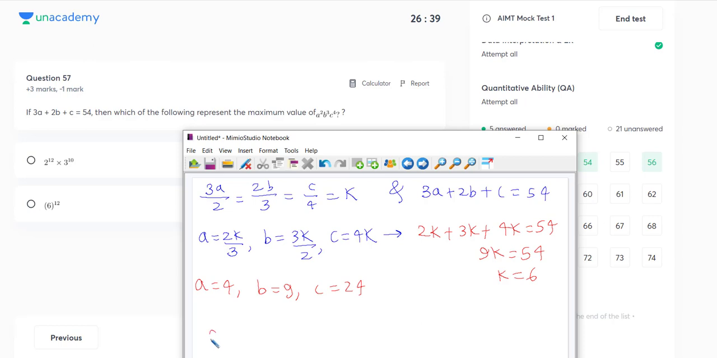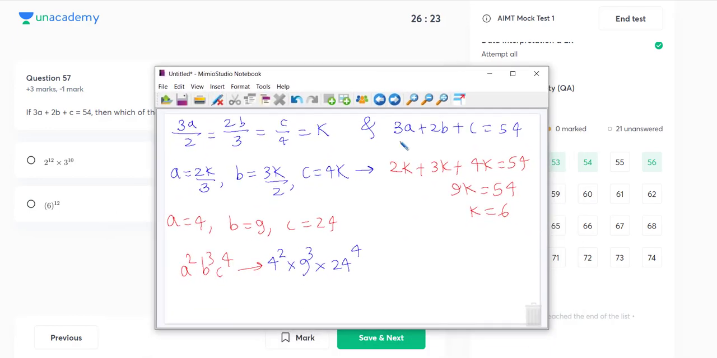We need to find the value of a square b cube c to the power 4. So the value of a square is 4 square, b cube is 9 cube, c to the power 4 is 24 to the power 4. So this is our answer. Now we need to convert this into prime factorization.